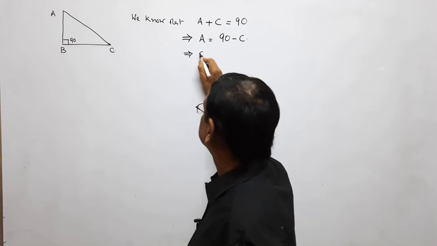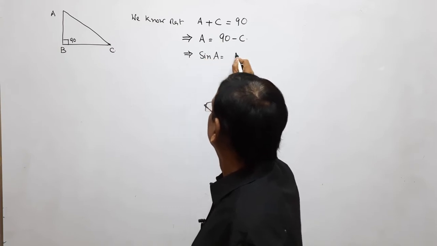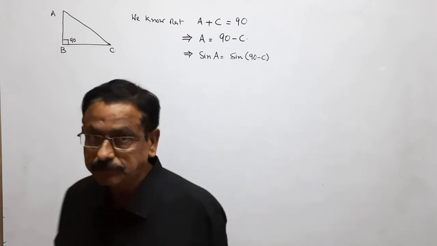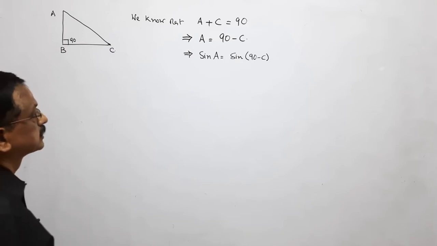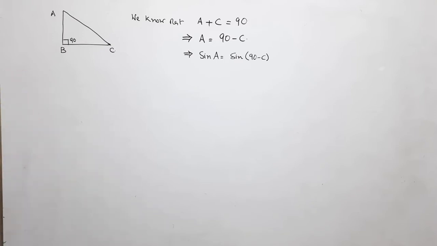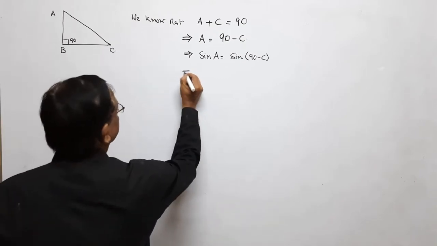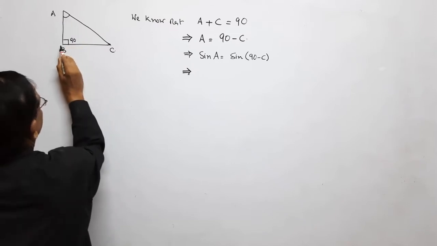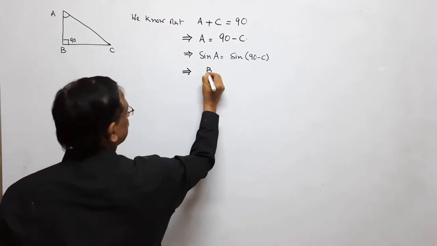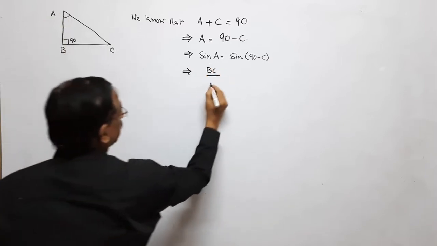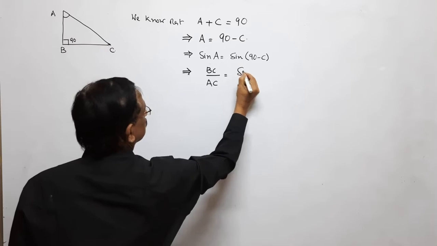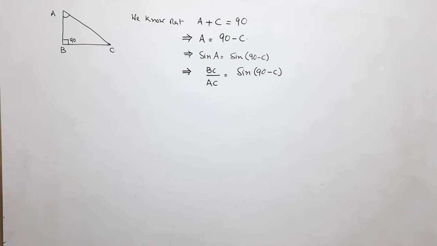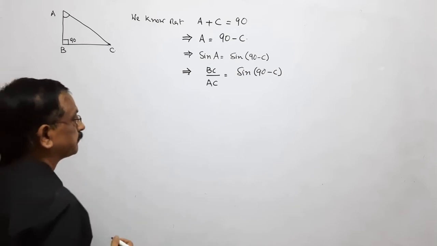So I want to apply sin A, meaning sin of 90 minus C. Let us follow it very carefully. Sin A is sin 90 minus C. So what is sin A? This is angle A. Sin A is the opposite side, which is BC, by the hypotenuse AC, which is equal to sin 90 minus C. I am just simply calculating sin 90 minus C.